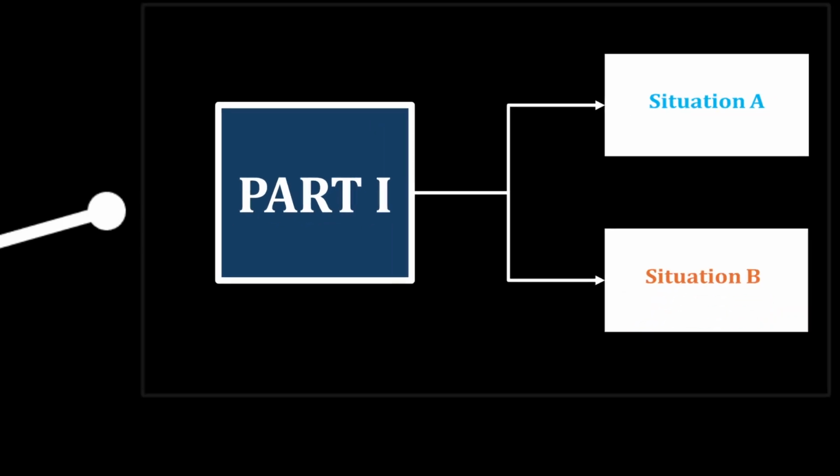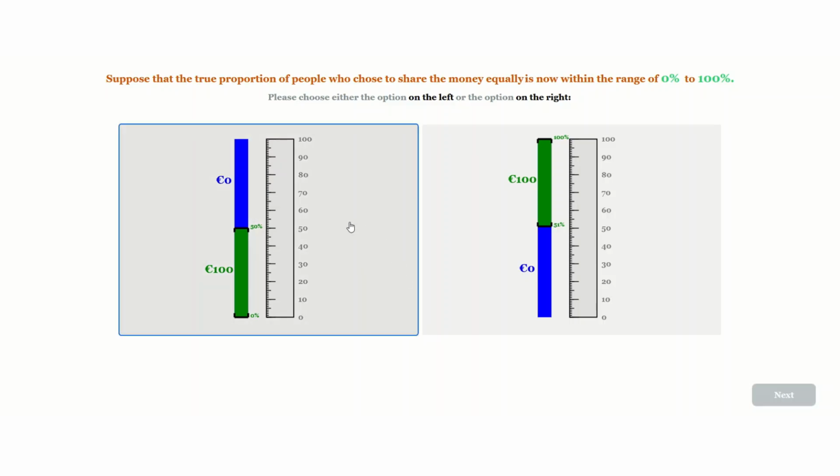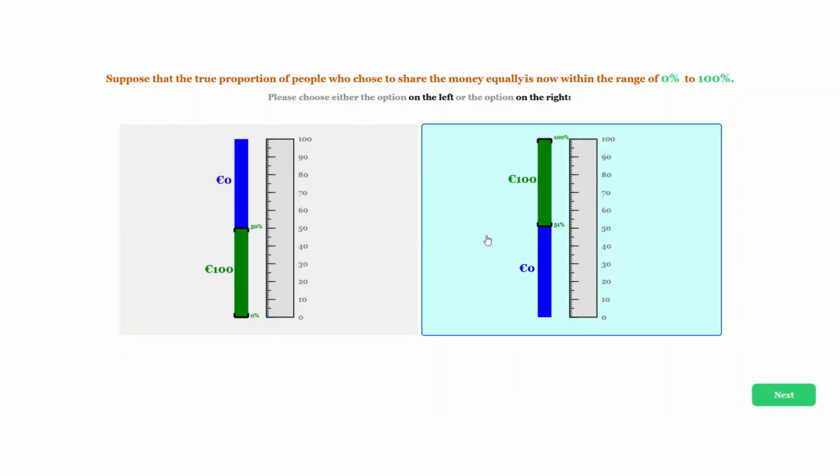Now let's consider the choices you will face in part 2. We will ask you to choose between 2 options. The option on the left offers a gain of 100 euros if the proportion of participants who chose to split the amount of 500 euros equally is between 0% and 50%. The option on the right offers a gain of 100 euros if the proportion of participants who chose to split the amount of 500 euros equally is between 51% and 100%.